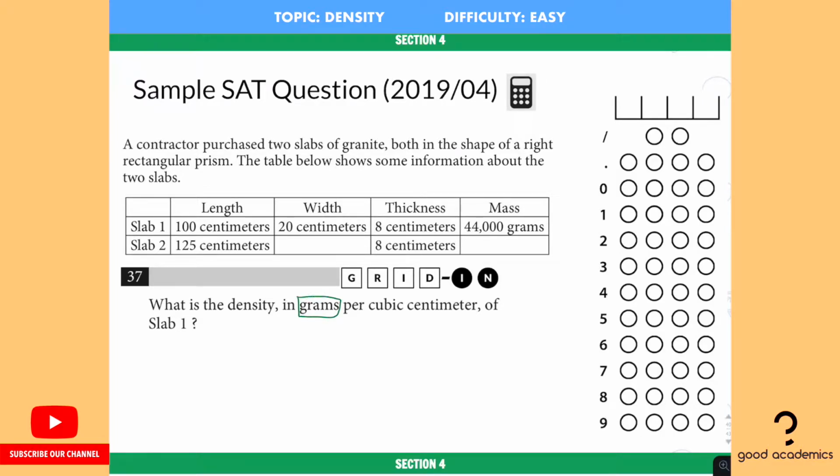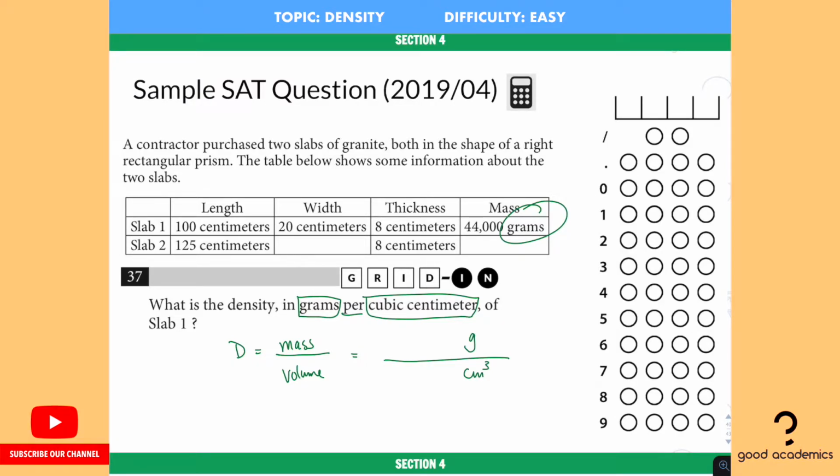Look at the units. It says grams per cubic centimeter. That means your final answer must have grams per cubic centimeter. And when do we have cubic centimeters? That's when you have a volume. When do you have grams? That's when you have a mass. Because you see right there, that's grams. So that's how we get the equation for density. Density is mass over volume.